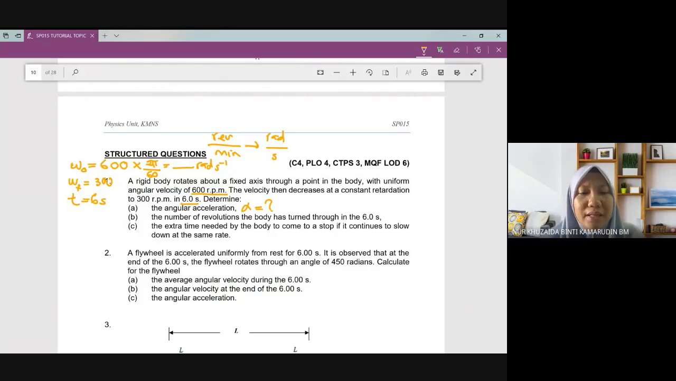Okay, alright, so next B. So the number of revolution the body has turned through in 6 seconds. So the question asks for what actually this one? Number of revolutions. Dia minta apa ni sebenarnya?